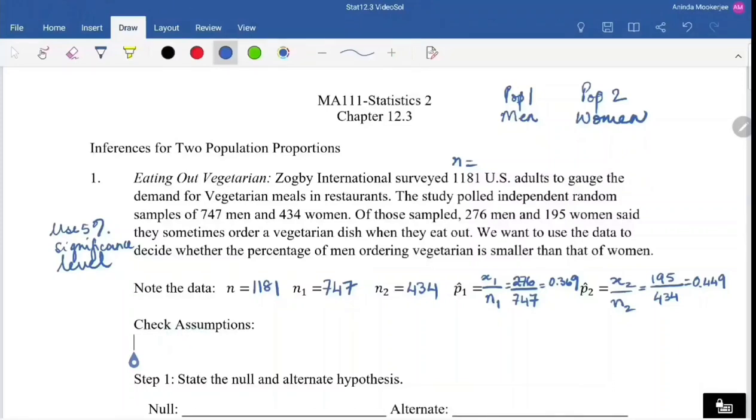The next part of the question says, check assumption. So it has to be SRS, which it is, all right?